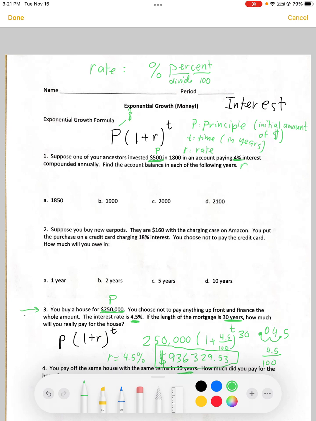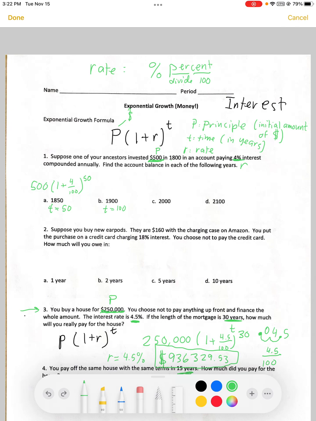In 1850, now how many years have gone by from 1800 to 1850? So that means T in this case is 50 years. Similarly, T here is going to be 100, so on and so forth. So the formula for this particular case is going to be 500 times 1 plus 4 divided by 100 raised to the 50th, because that's how many years have gone between 1800 and 1850.